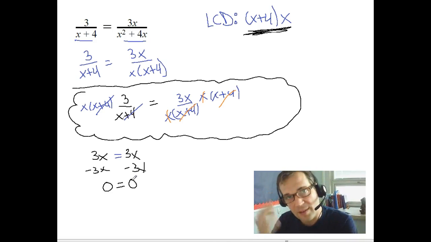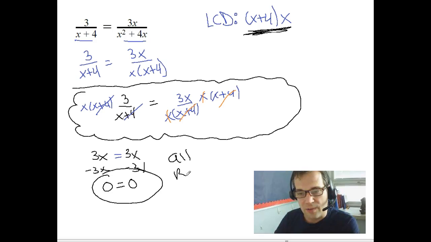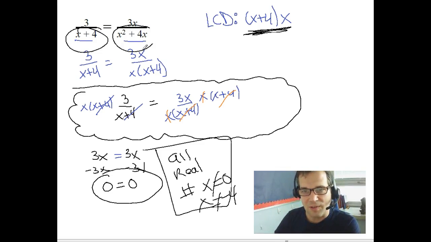And if you think back to Algebra 1 and think about what happens when all your x's disappear, you either have a true statement or a false statement. This is a true statement. 0 does equal 0, which means this solution is all real numbers. Anything will work in this, except for one thing, actually. You can't actually let x equal 0, and x cannot equal -4, because these numbers would make the denominator 0.